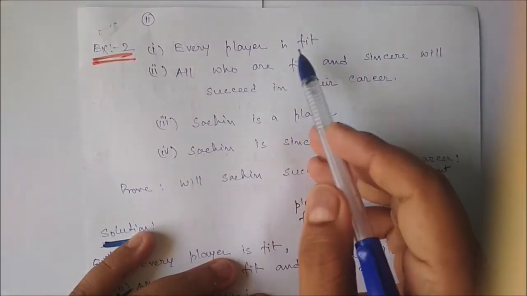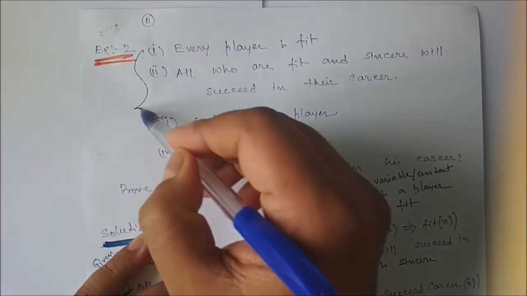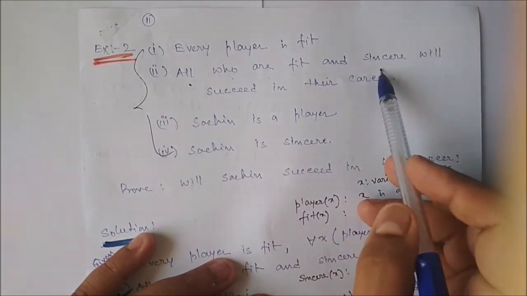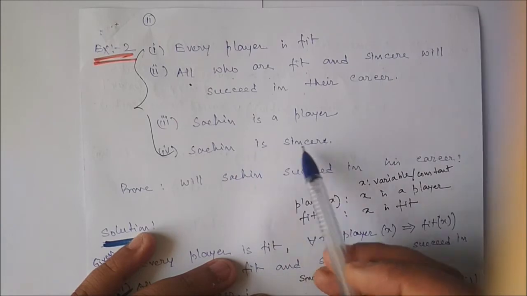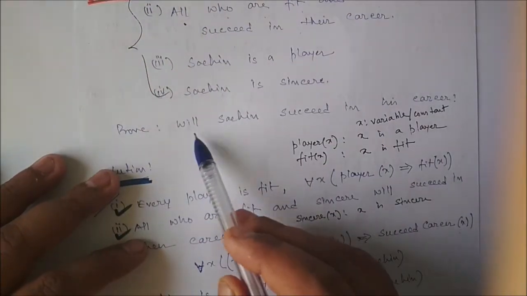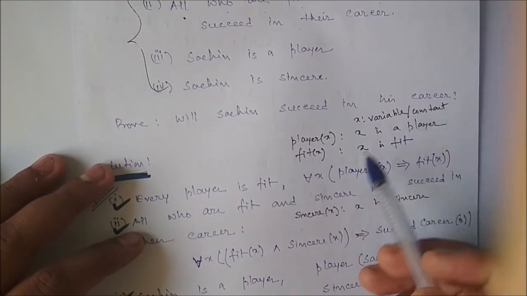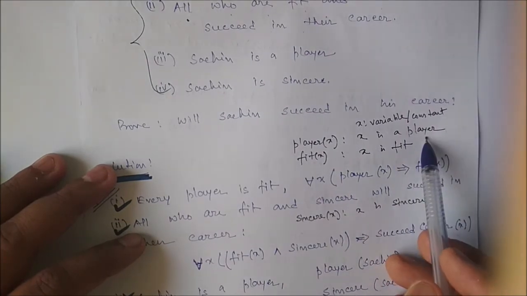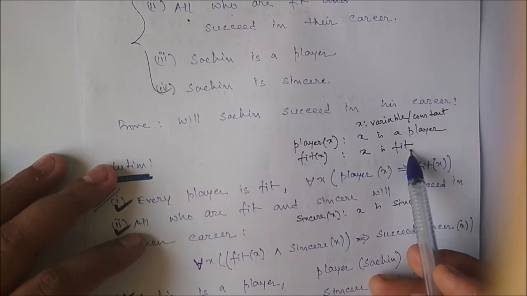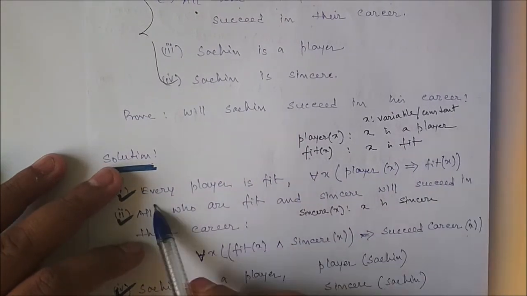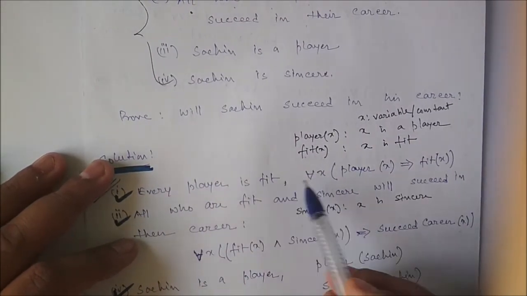Similarly, every player is fit. These are the given facts. All who are fit and sincere will succeed in their career. Sachin is a player. Sachin is sincere. Now prove that Sachin will succeed in his career. So x is a variable. Player(x) means x is a player. Fit(x) means x is fit. Every player is fit, it is given.